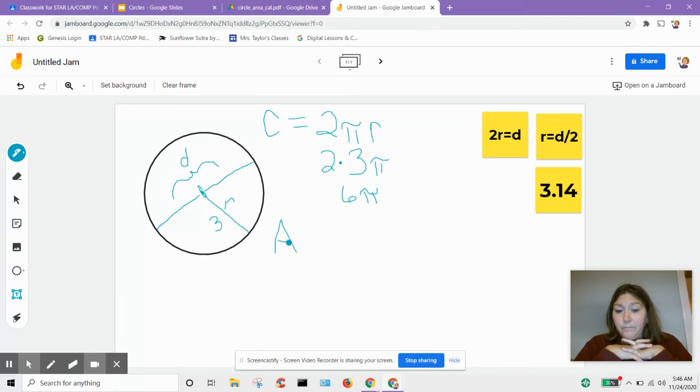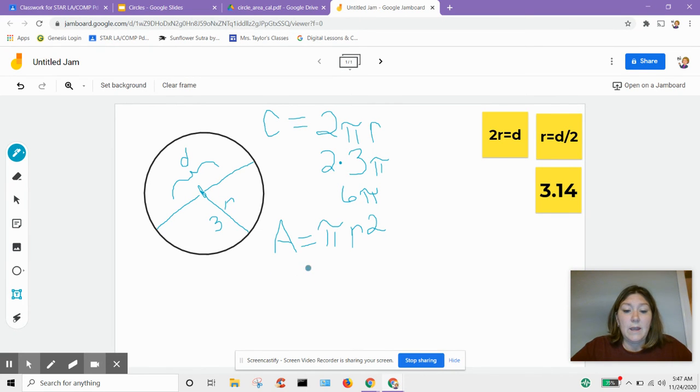Okay, so in order to find the area, we're still going to need those same two pieces of information. We still need the radius is 3, and we're still going to need pi, but our formula is obviously going to be a little different. Our formula for the area of a circle is pi r squared. Remember, we're squaring something, that means we're multiplying it by itself.